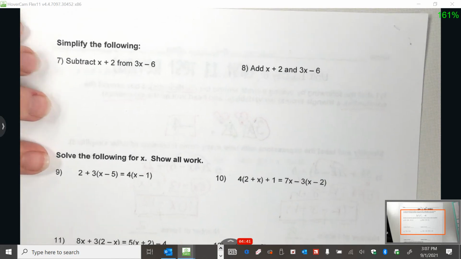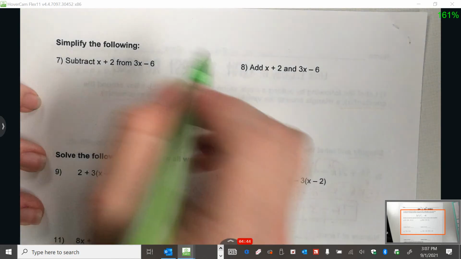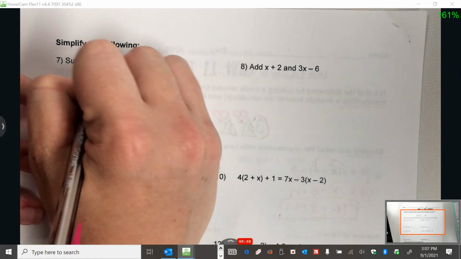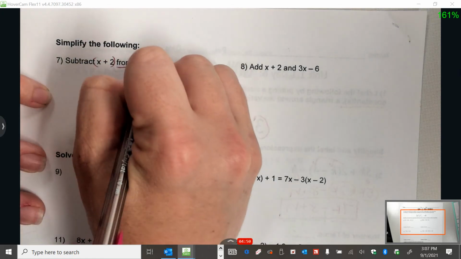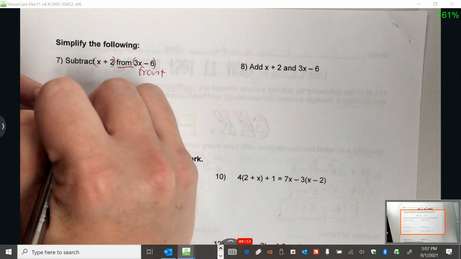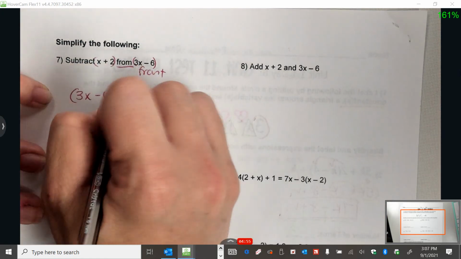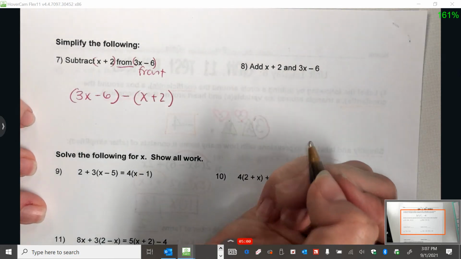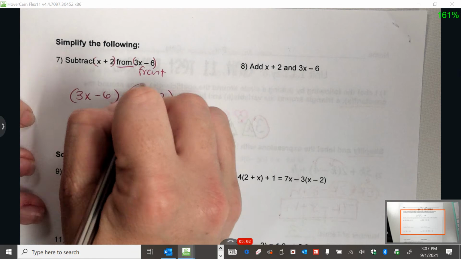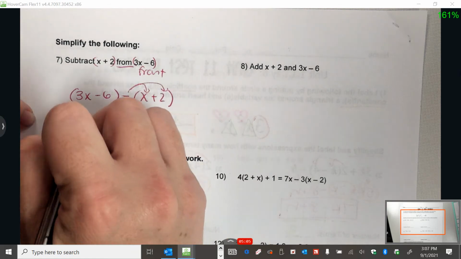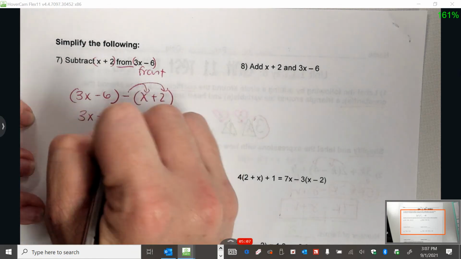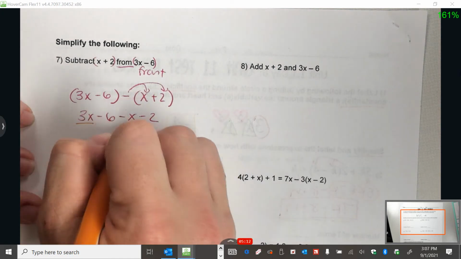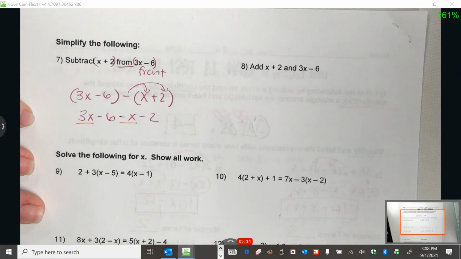Okay, so here we have to use our words, and remember the word from is super important. It tells me whatever's after the word from goes to the front. We flip-flop the order. So this is 3x minus 6, subtract x plus 2. Okay, now that changes everything because remember you have to distribute this negative to everything you're subtracting. So I get 3x minus 6 minus x minus 2. And now I have to combine like terms. So 3x minus x is 2x.